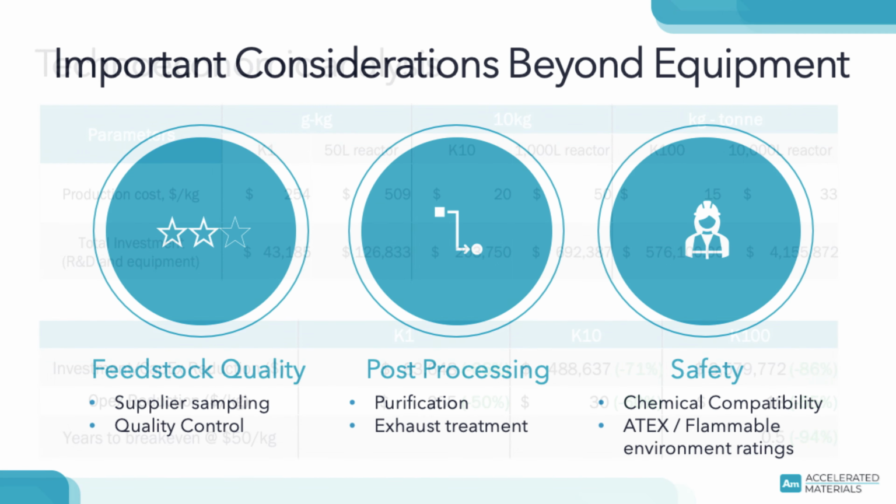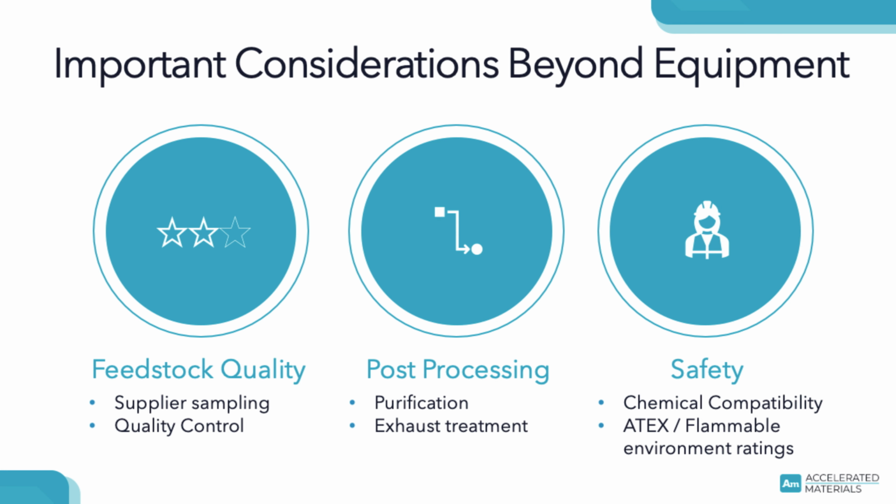But there are some other important considerations beyond the equipment, right? When you want to achieve high quality nanoparticles, once again, it's not just about the reactor. You also have to consider things like feedstock quality, what happens after your process, how you, for example, put that into your end product, and also the safety. These are all areas that we also help out with in selecting the K10 system.